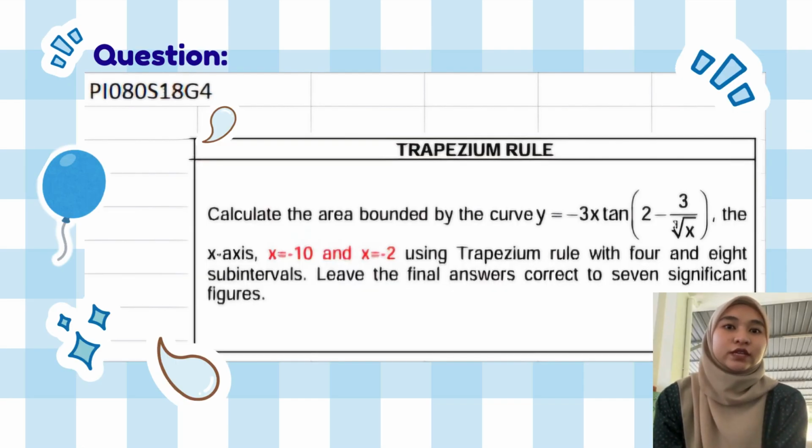The question given is: calculate the area bounded by the curve y equals negative 3x tangent 2x minus 3 over cube root of x. The x-axis given is x, where the lower boundary is negative 10, and the upper boundary here is negative 2. And by using the trapezium rule with 4 and 8 subintervals, leave the final answers correct to 7 significant figures.